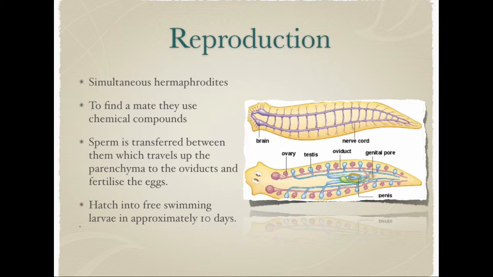Sperm is then transferred between the two flatworms in bundles, which travel up the parenchyma to the oviducts and fertilize the eggs. The eggs are set down in egg masses that hatch into free-swimming larvae in approximately 10 days.